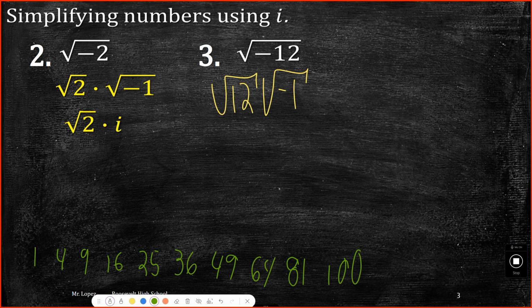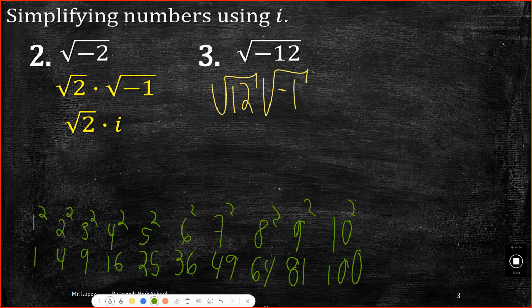I'm just throwing numbers out there? No, I'm not. There's a pattern to this. 1 squared is 1. 2 squared is 4. 3 squared is 9. 4 squared is 16. 5 squared is 25. 6 squared, 7 squared, 8 squared, 9 squared, 10 squared.